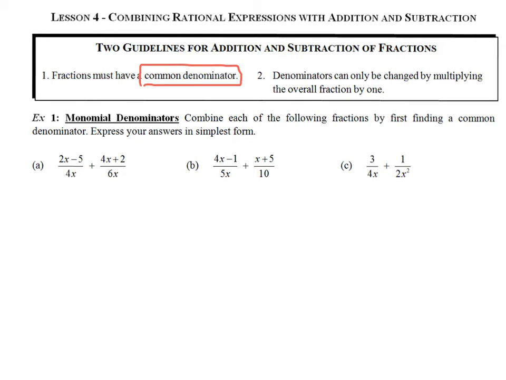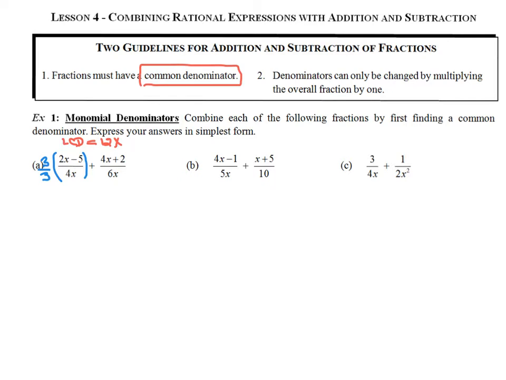So looking at my first two fractions, I have denominators of 4x and 6x. I'm going to look at this and say, well, the least common denominator for those two denominators is going to be a 12x. So I need to multiply the numerator and denominator of each fraction by something that will make my denominator be 12x. So for example, in the first fraction, I've got a 4x. I want my denominator to be a 12x, so I'm going to multiply by the fraction 3 over 3. Notice that when I multiply the denominator by 3, I'll have a 12x.